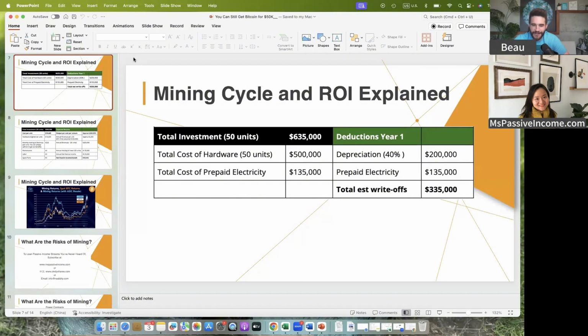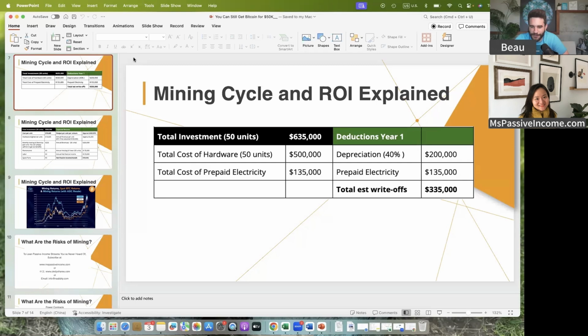So what do I mean by that? You've got all of that electricity that you're paying for, those hosting fees, those are 100% write-offs against any income that your mining produces. And then you've also got depreciation, which in the US right now, bonus depreciation is 40% in year one. We're currently watching the big, beautiful bill go through. Legislature might bring back 100% bonus depreciation in year one, which would be a huge benefit to people who are getting into mining and have a bunch of income that they need to offset.